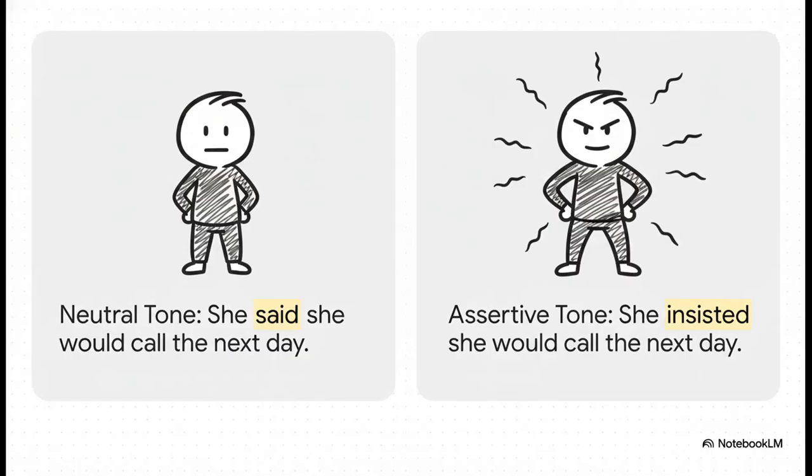She said she would call me. Fine. It's neutral. It gives you the information. But she insisted she would call me. That tells you so much more about the tone, about her determination. The reporting verb is your number one tool for getting across the feeling behind the words.